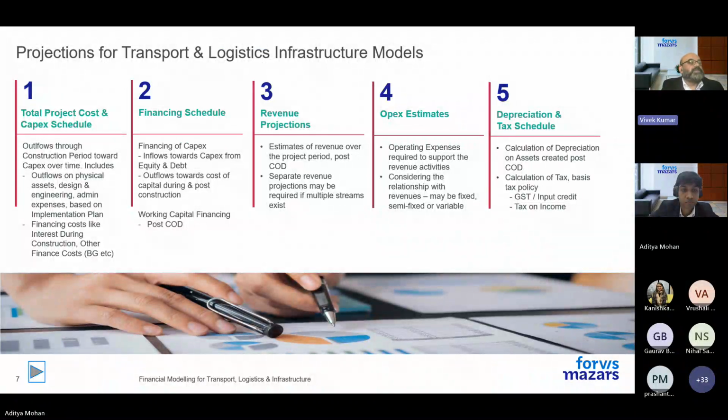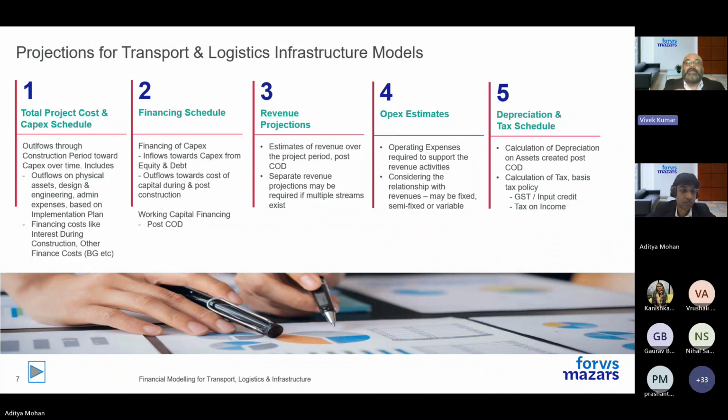all infrastructure projects, capex is where you typically start with, because capex is front loaded. Now within capex schedule, there is the capex schedule or the capex table or the capex projections, what do you have? You basically have the outflows through the construction period.